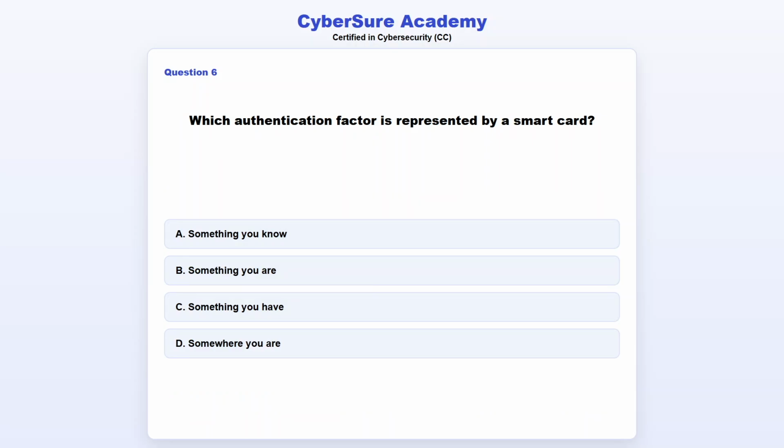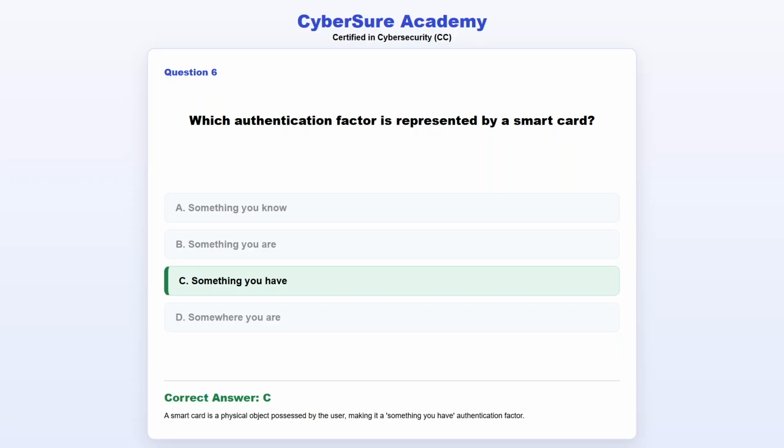Question 6. Which authentication factor is represented by a smart card? A. Something you know. B. Something you are. C. Something you have. D. Somewhere you are. And the correct answer to question 6 is C. Something you have. A smart card is a physical object possessed by the user, making it a something you have authentication factor.